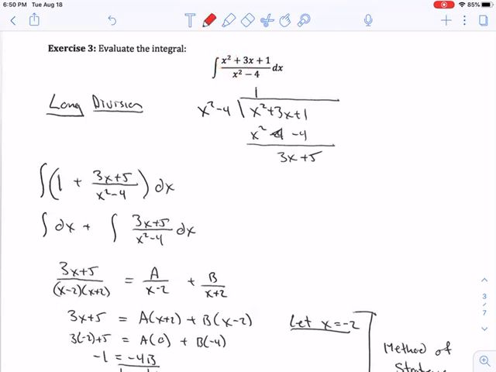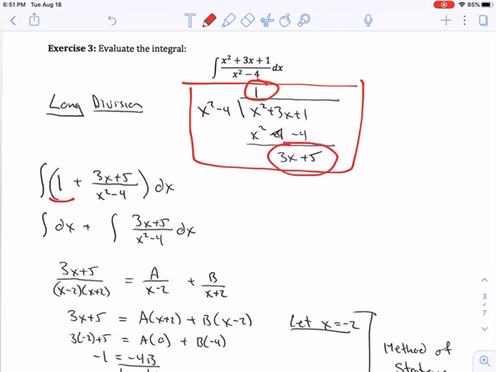Okay. So doing the long division, I'm not going to go through and explain that again. I did the long division here. See if you can make sense out of it. And so the quotient is 1. And the remainder is 3x plus 5 divided by x squared minus 4. So that goes here.